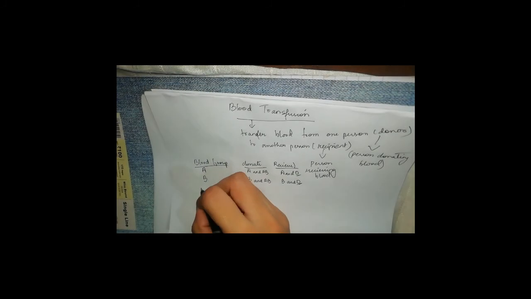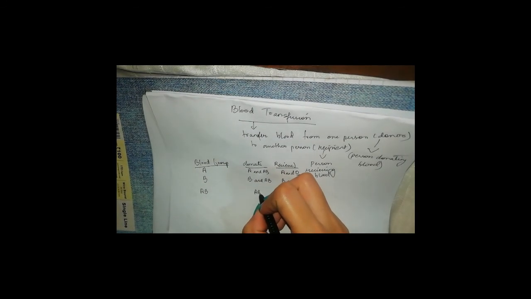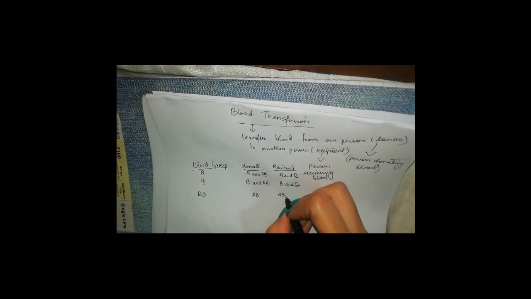Okay, now if we move on to AB, I can donate blood only to AB, and I can receive blood from AB, A, B and O. Remember, I told you that AB is the universal acceptor, they can accept blood from all the blood groups, and O is a universal donor.